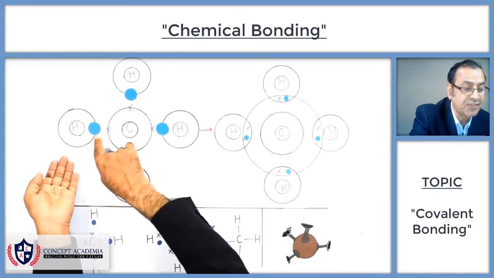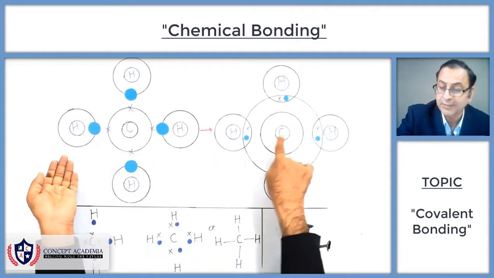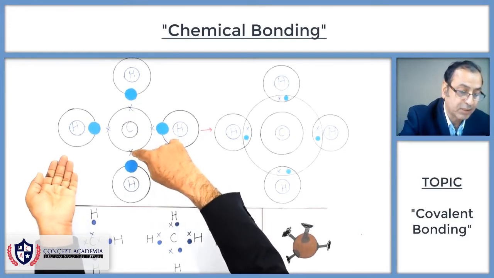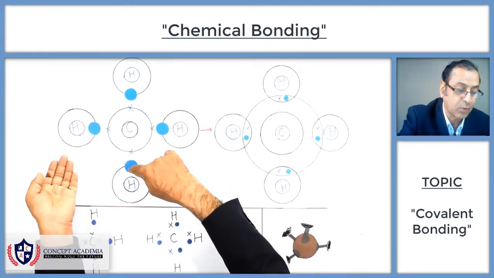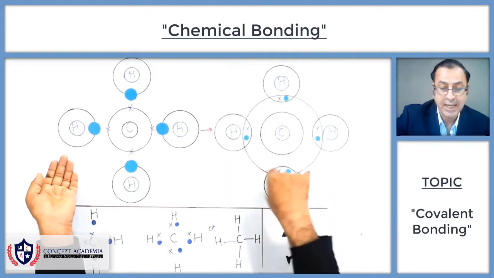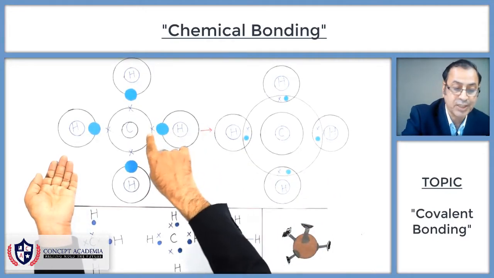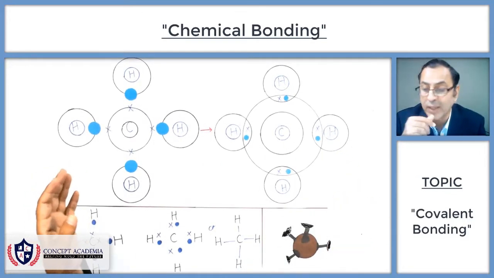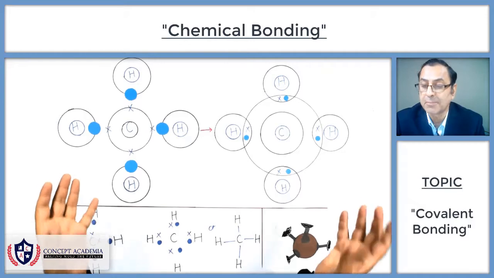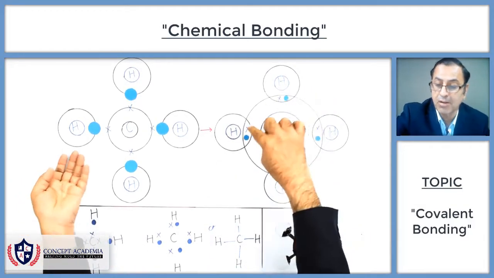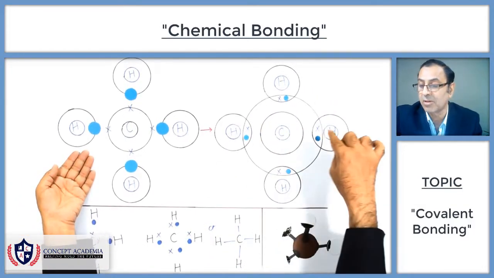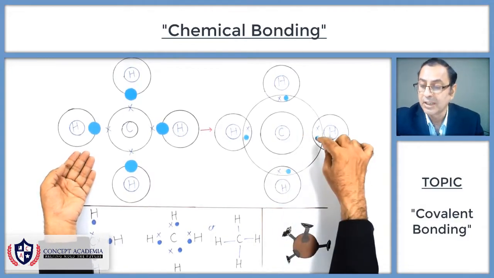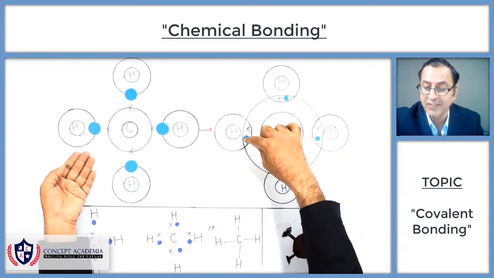One more electron is shared between hydrogen and carbon, and 1 more electron from carbon will be shared with the 1 more electron of hydrogen, and this electron of hydrogen and this electron of carbon will be shared between carbon and hydrogen. In this way, 4 covalent bonds are formed. 1st covalent bond, 2nd covalent bond, 3rd covalent bond, and 4th covalent bond. And when we count for carbon, it's 1, 2, 3, 4, 5, 6, 7, 8.